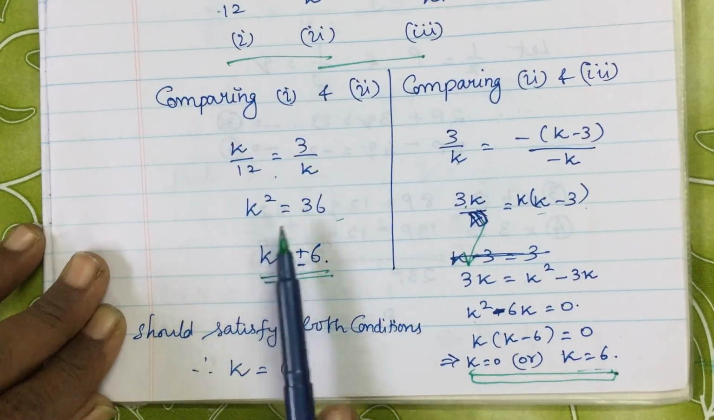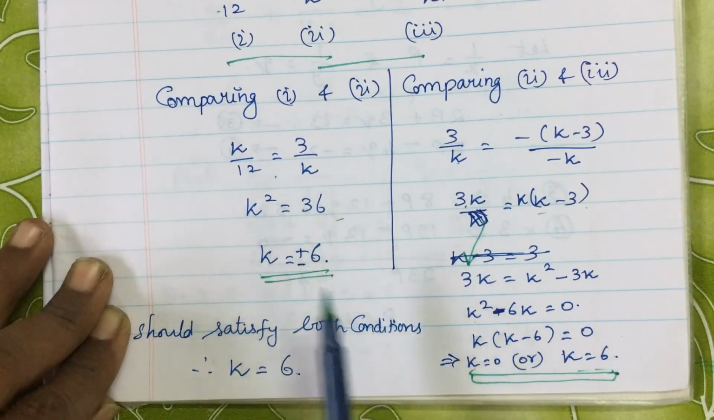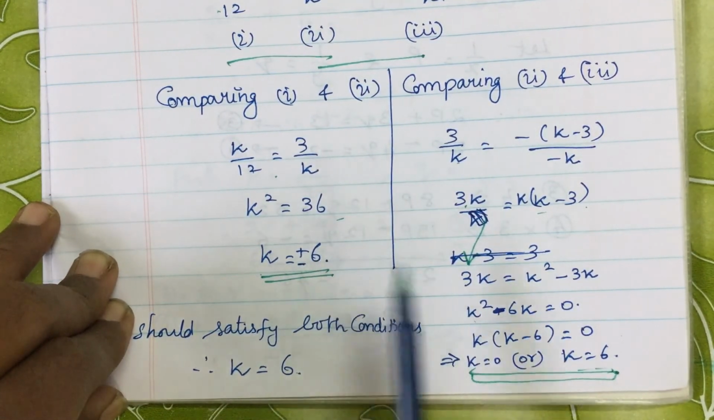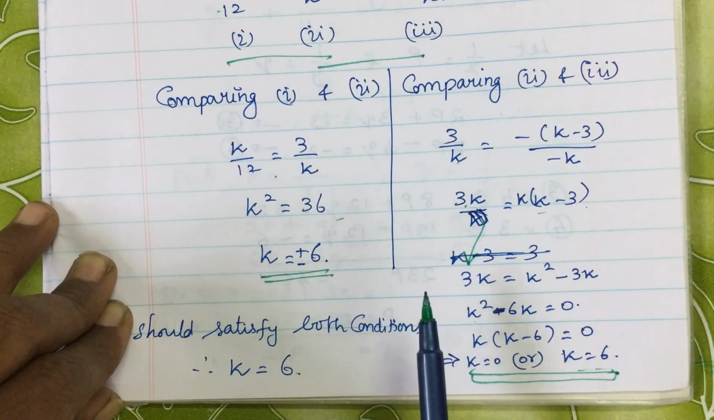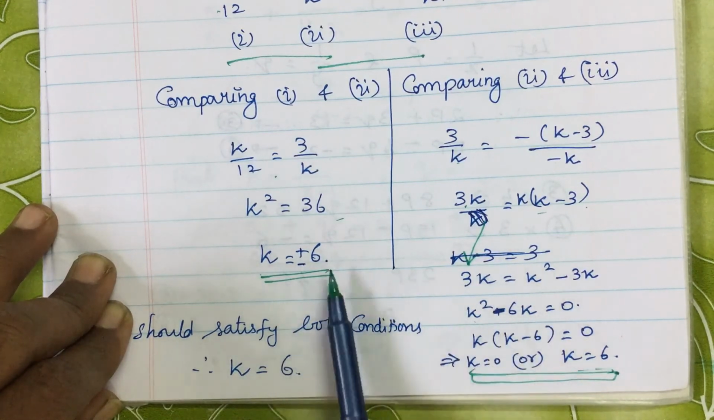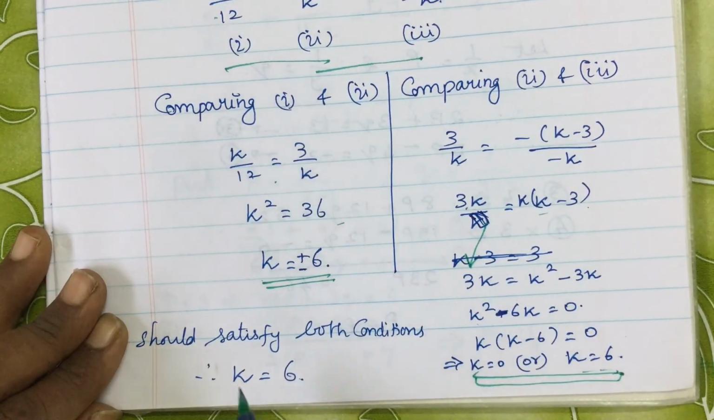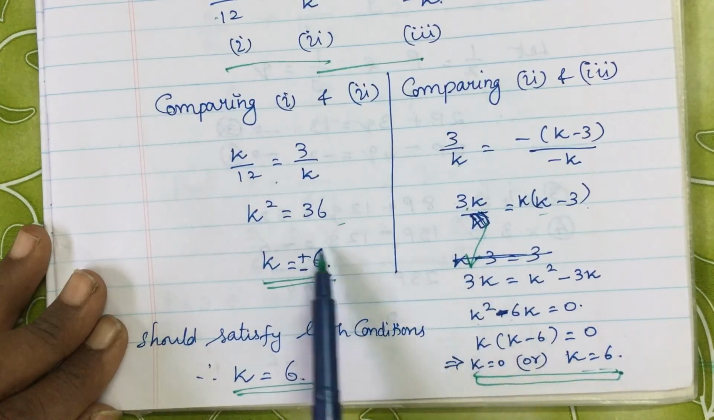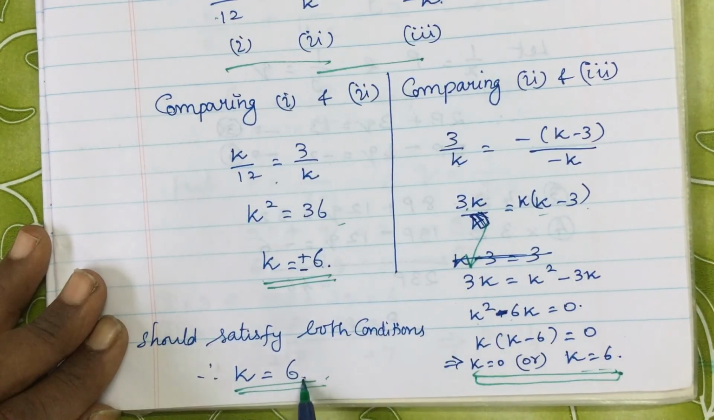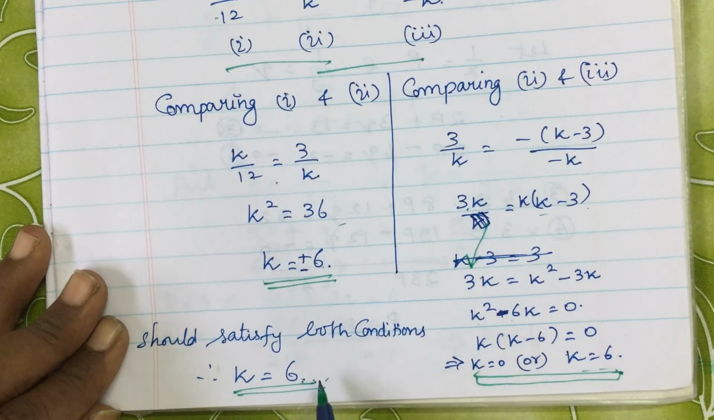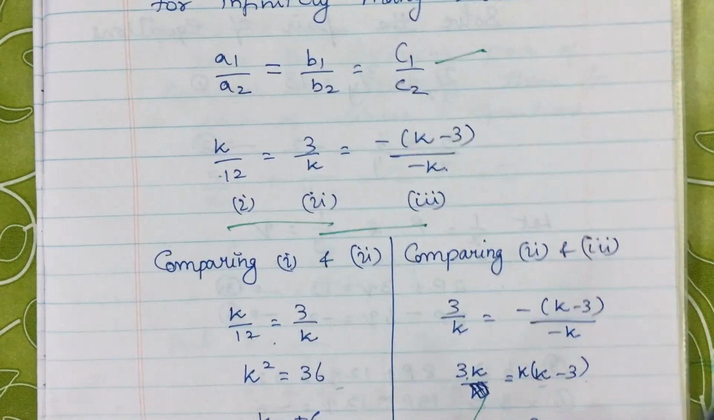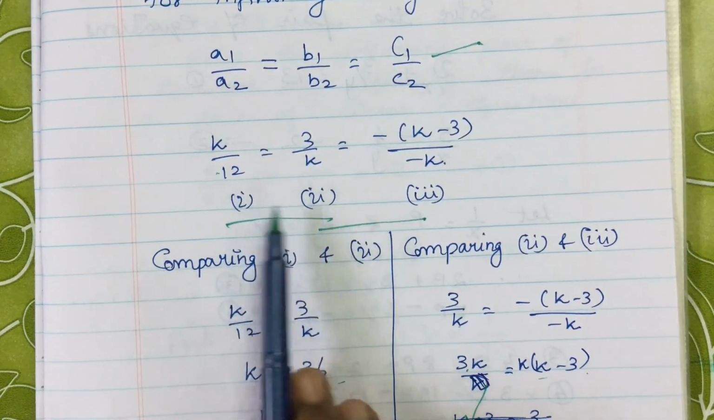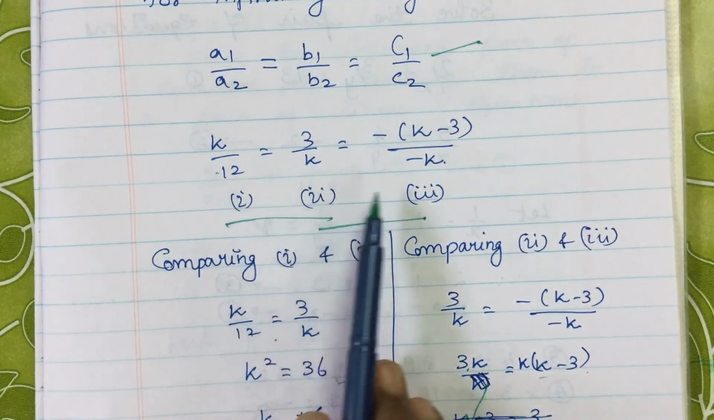So you have to compare these two. Simply you cannot write the answers here. You have to compare these values. Here 6 and minus 6, here 0 and 6. The value for k you conclude should satisfy both the conditions. So I am taking k equal to 6 because it is present in both the answers. So this will satisfy the given conditions. So if k equals 6, the given set of equations will have infinitely many solutions.